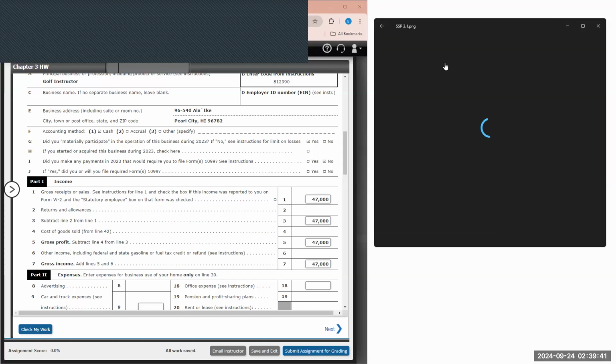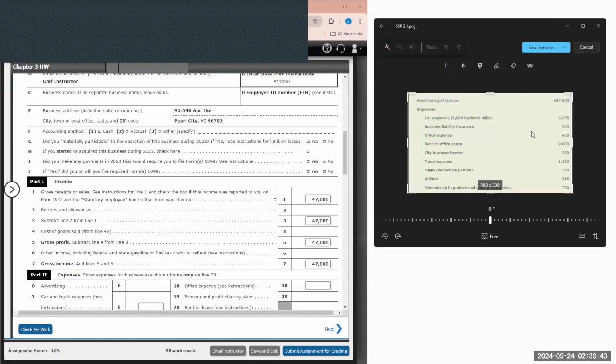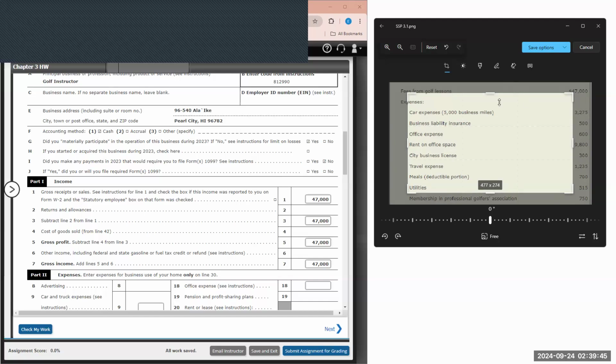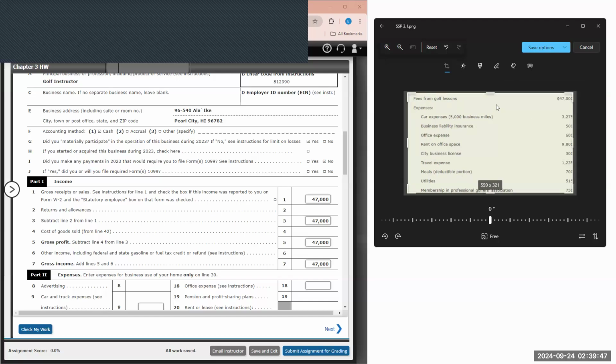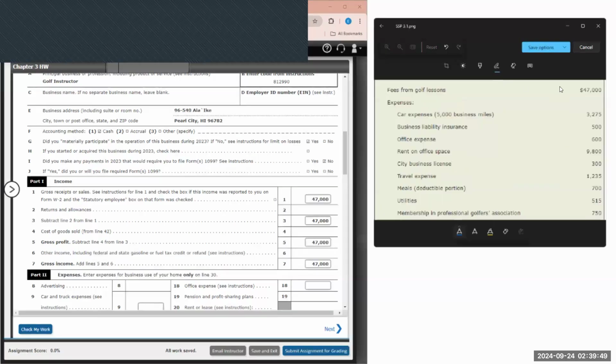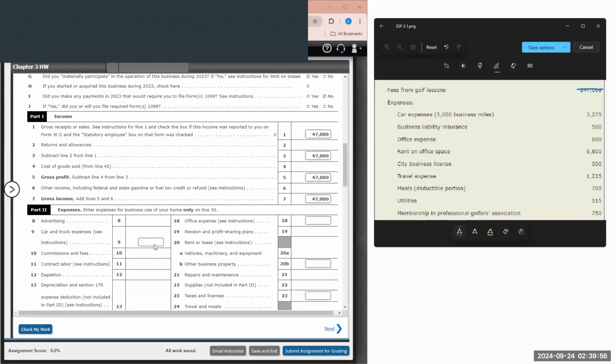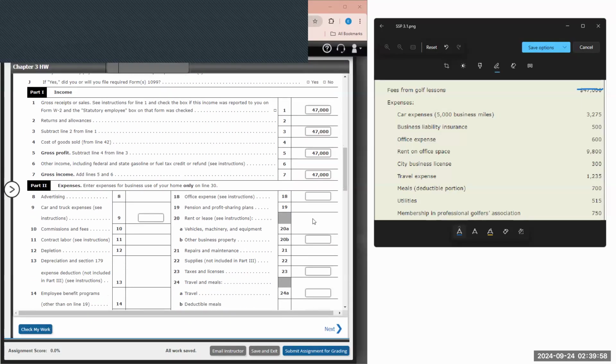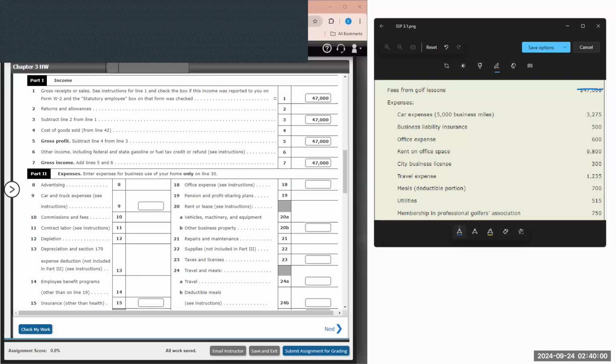All right, so normally in the profession, whenever you deal with numbers, you want to make sure that you're not missing anything. So we accounted for the golf lesson, so we crossed that out. Next, we can just start to input all of the numbers that we need to factor in. So we have car and truck expenses for $3,275. We've accounted for that.